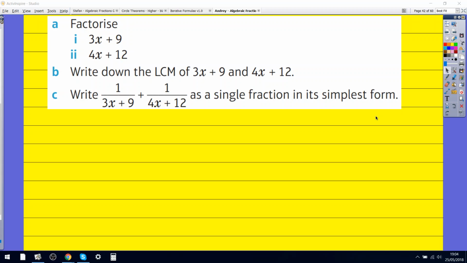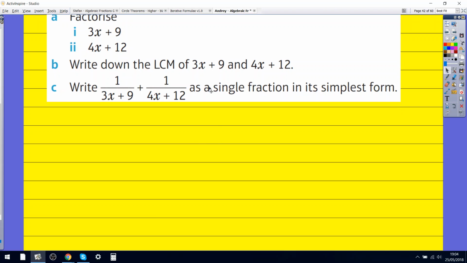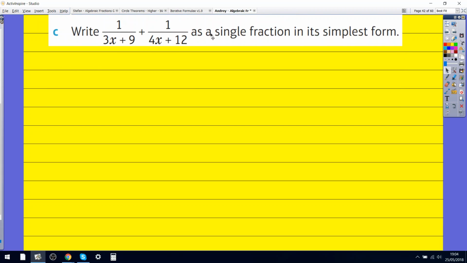If I times the fraction on the left by 4 and the fraction on the right by 3. So it's not just 4 and 3. You'd have to multiply it by the entire other fraction. So that's 3x plus 9, and then you would times that. So the common denominator would be 3x plus 9 times 4x plus 12.